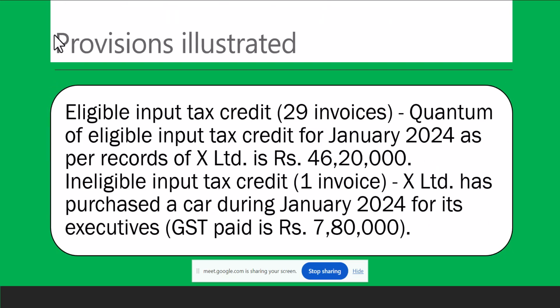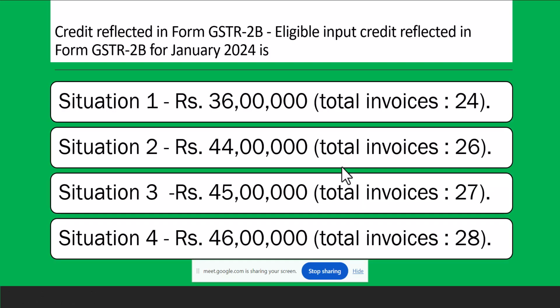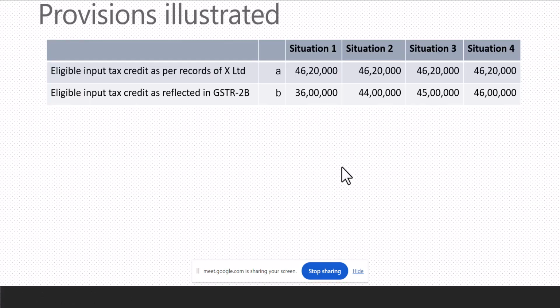Look at this, 46 lakhs. Eligible, 46 lakhs 20,000. Can you see this number? I'm just putting this number here. So eligible, this figure is there. How much is there in the 2B?